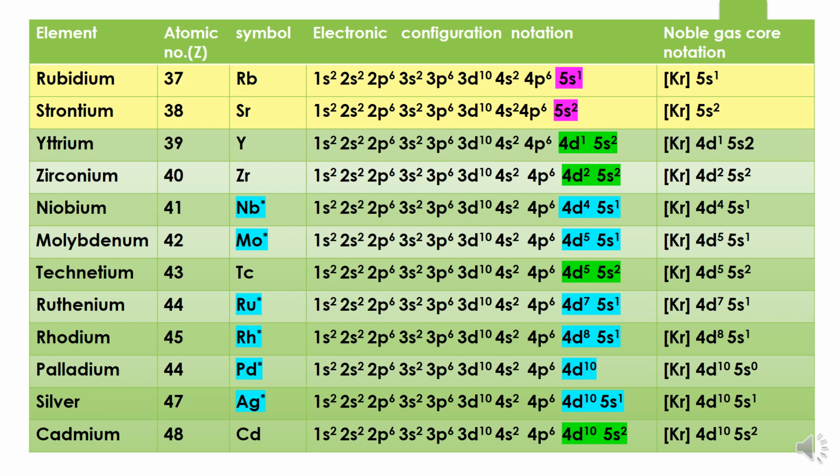rhodium, palladium, silver and cadmium. They have the d subshell getting filled as 4d1, 4d2, 4d4 because of extra stability, 4d5 5s1, then 4d5 5s2 in technetium, ruthenium 4d7 5s1, and then 4d8 5s1, then 4d10 5s0 in palladium because of extra stability of the completely filled 4d10. Silver 4d10 5s1 and cadmium 4d10 5s2.